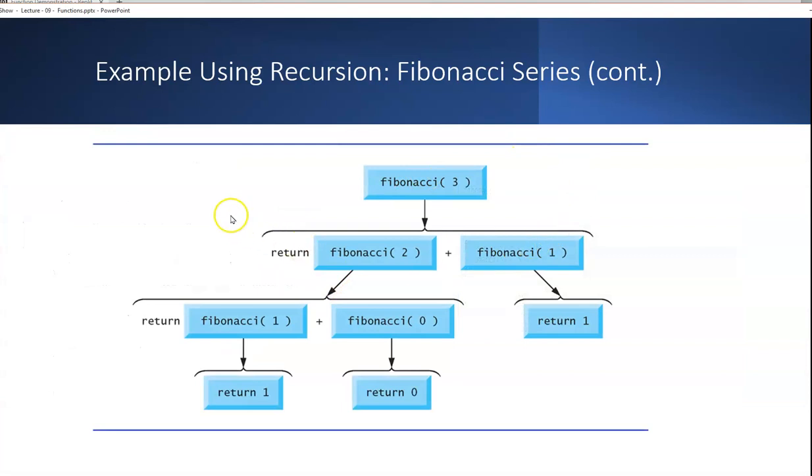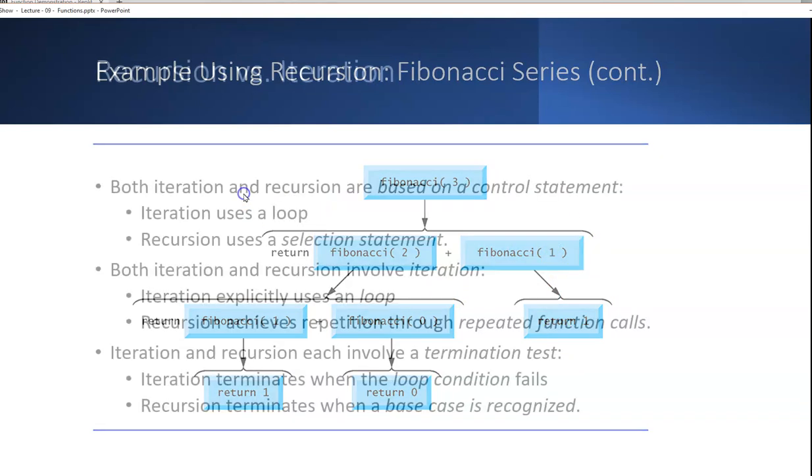And here, you're going to have a lot more recursive calls. So if we say Fibonacci 3, it'll return Fibonacci 2 plus Fibonacci 1. Fibonacci 2 returns Fibonacci 1 plus Fibonacci 0. Fibonacci 1 returns 1, and Fibonacci 0 returns 0. Here, Fibonacci 1 returns 1, and it'll get added upwards.